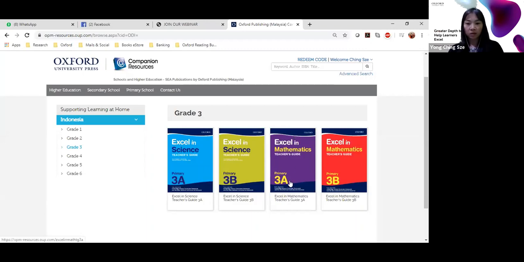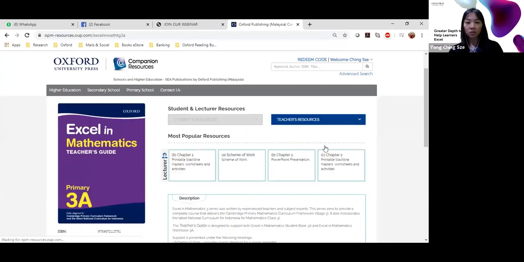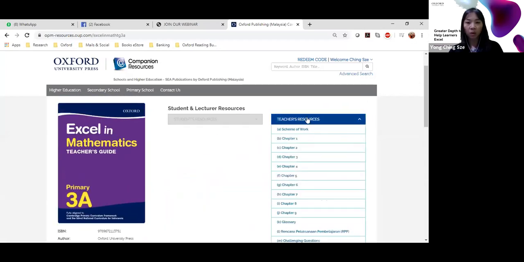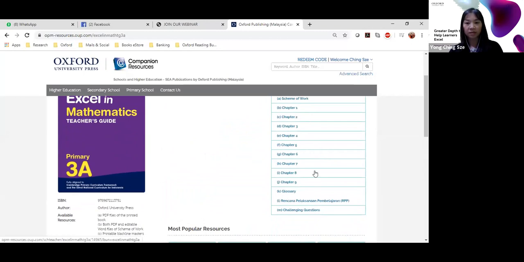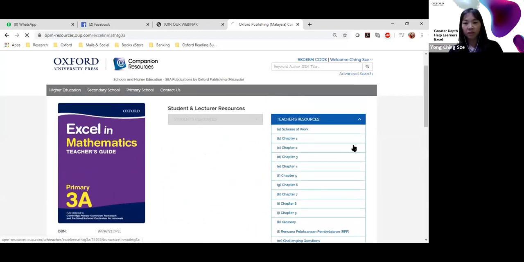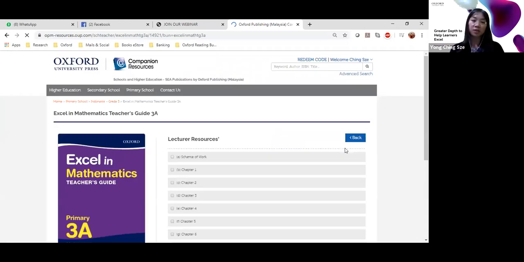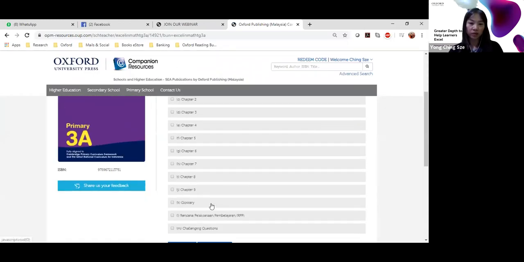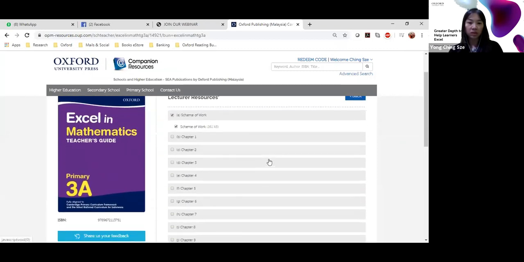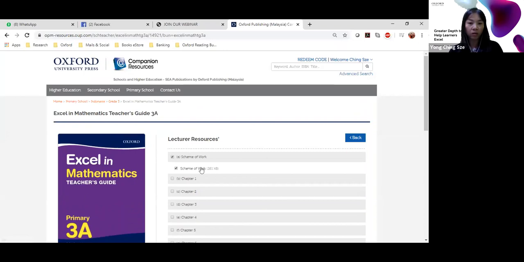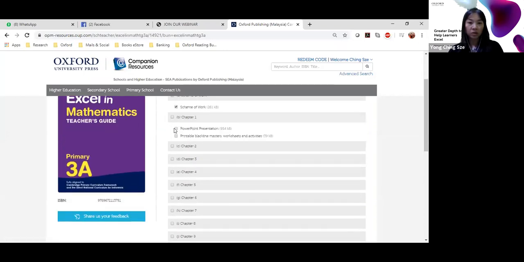I'll just show you an example. This is Excel maths. You will be able to see all the resources in Excel maths. You have the scheme of work. Whatever Dr. Dicky has shown is actually from this website. A lot of the materials that he has shown are from this website. You are able to download these resources, whether you want to download all or just part of it. There are PowerPoint presentations as well, and some printable worksheets and activities.